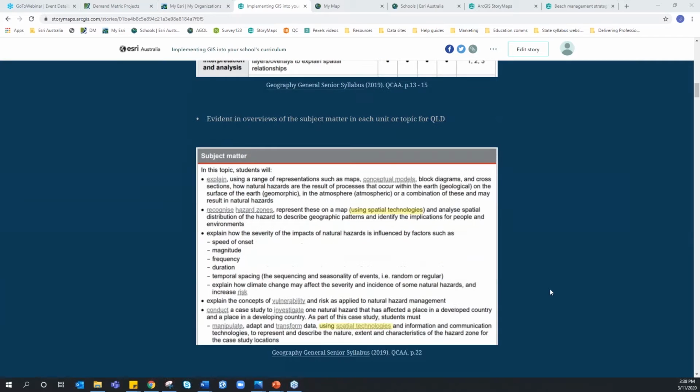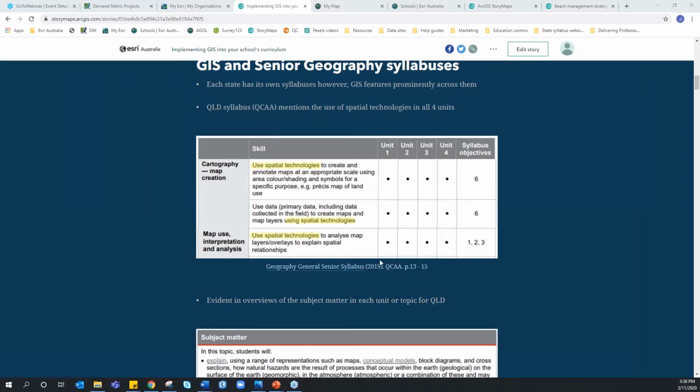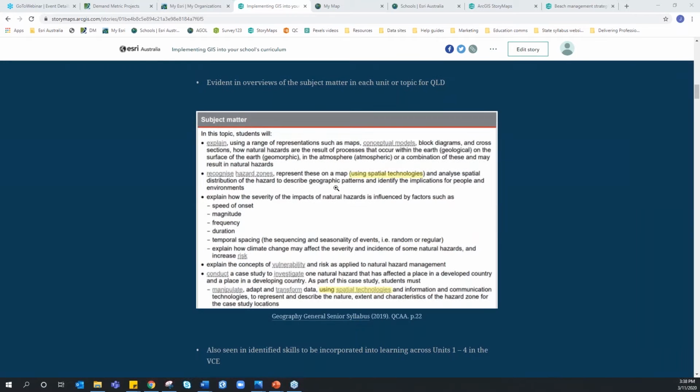If we have a look at some of the subject matter found in the Queensland syllabus, this was for one particular unit, looks like it's hazard zones. Students will recognize hazard zones, represent these on a map using spatial technologies, and analyze the spatial distribution of the hazard. If we look further down, students will manipulate, adapt, and transform data using spatial technologies and ICT technologies to represent and describe the nature, extent, and characteristics of hazard zones. So it's specified not just in general unit outlines, but also in the subject matter of specific units themselves.